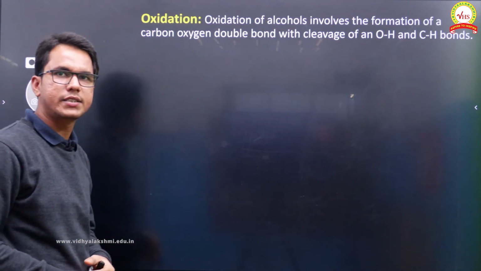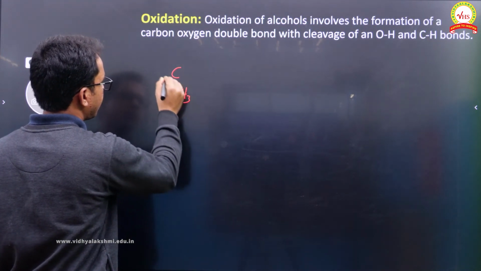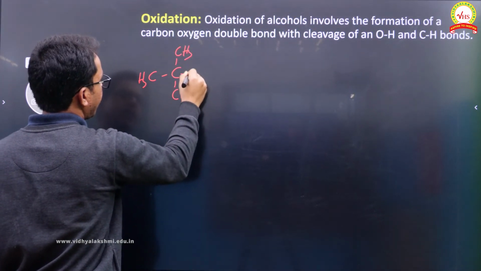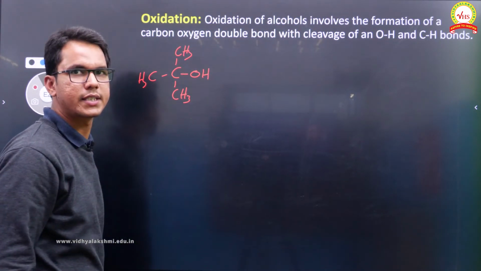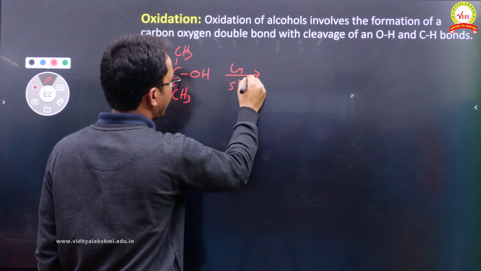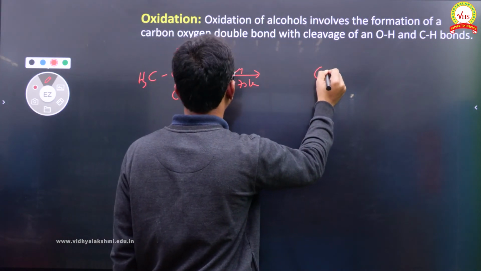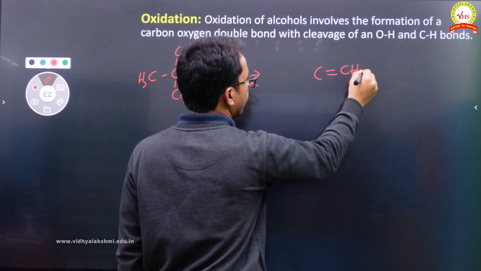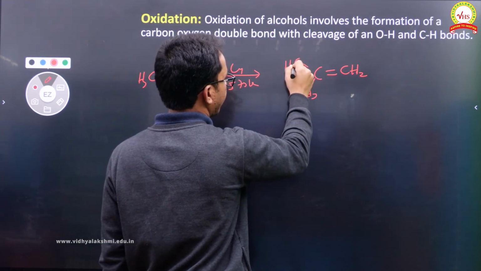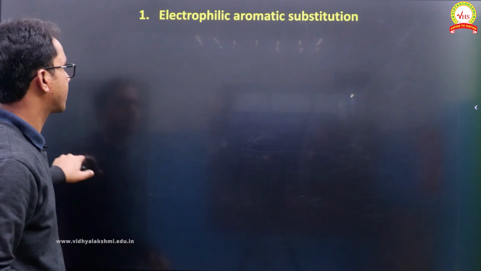If you take the tertiary alcohols, none of these reagents react with tertiary alcohols, but only copper at approximately 573 Kelvin reacts with tertiary alcohols and gives the alkene. These are the oxidation reactions of alcohols.